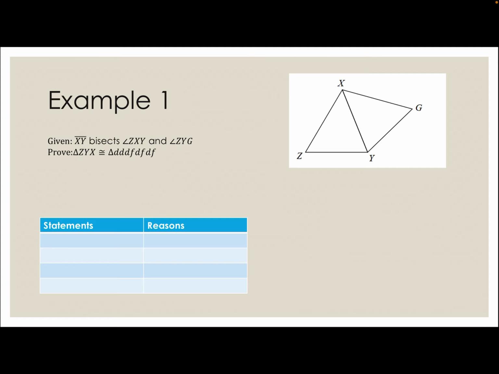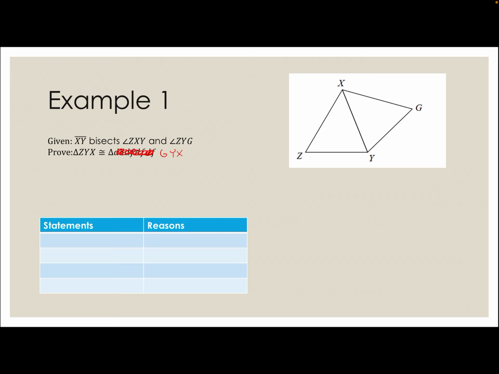So our first example is, hold on a moment. I don't know where this came from. This should be prove triangle ZYX is congruent to triangle GYX. I have no idea how that got there. All right, so let's get started.